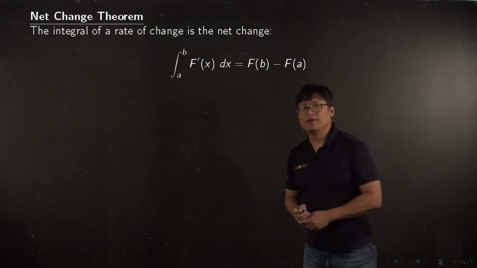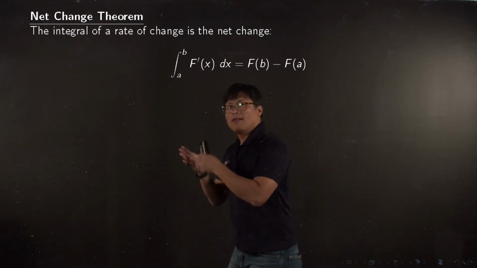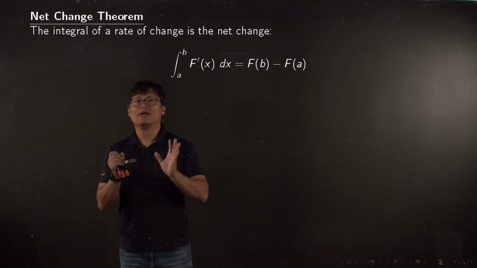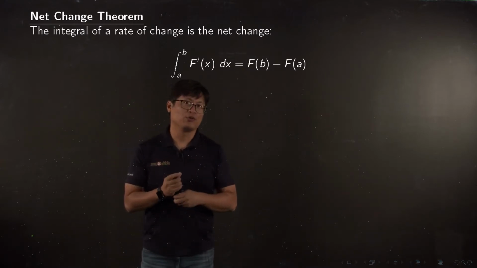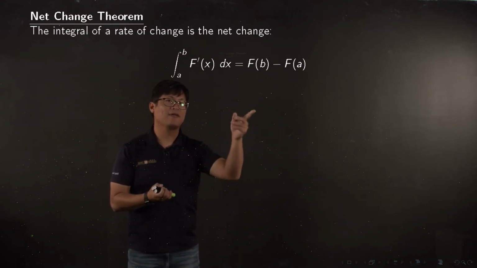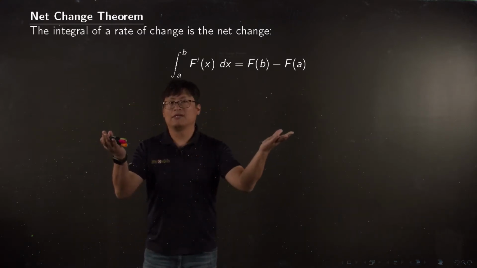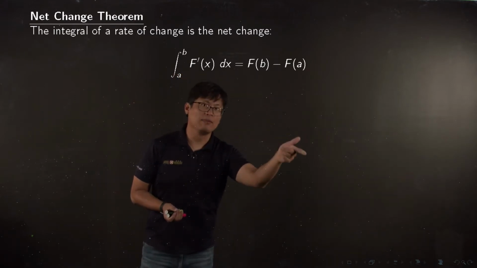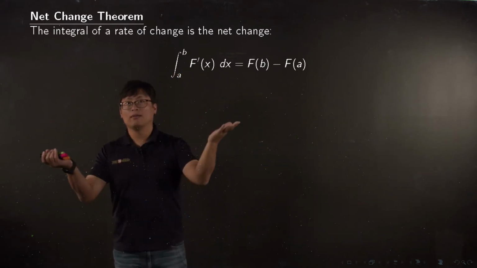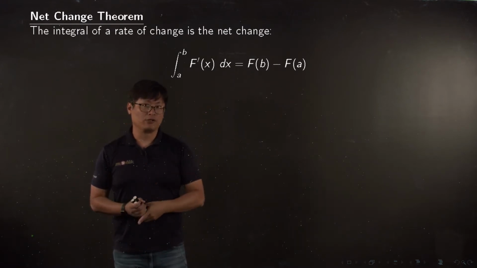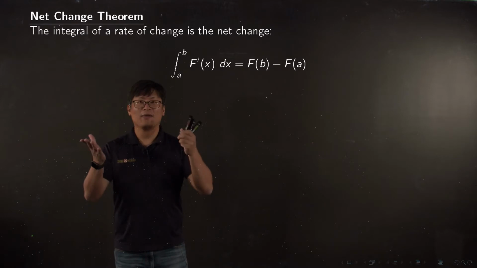Net change theorem, right? Well, this one is not something new. That's exactly the same thing as the fundamental theorem of calculus part 2, right? As long as you understand the relation between capital F and capital F prime, that's it. Capital F is an antiderivative of capital F prime, okay? Then that's exactly the same thing as the fundamental theorem of calculus part 2, right? And that's it. So now let me give you an example, okay?